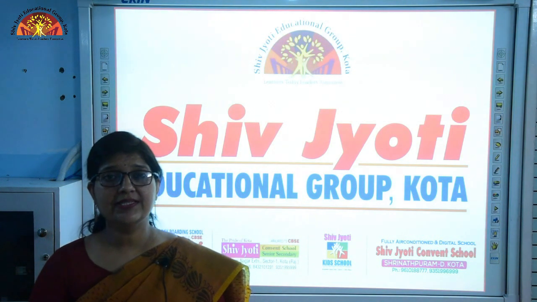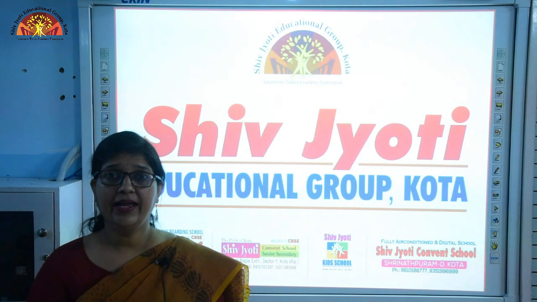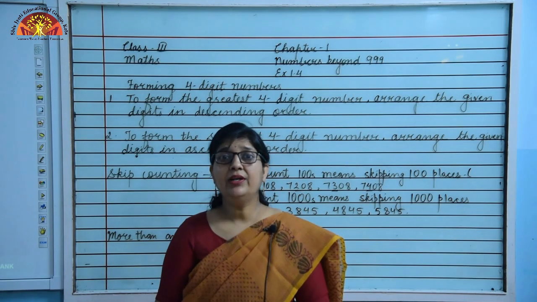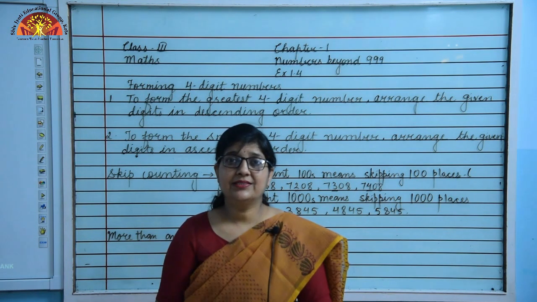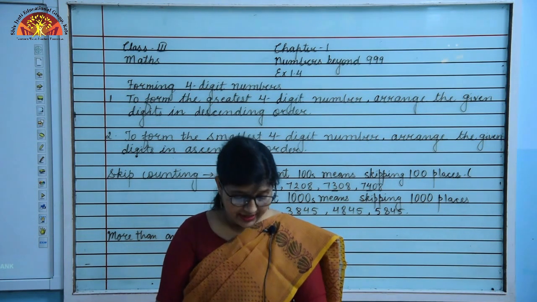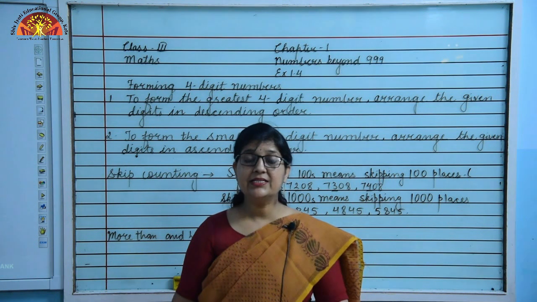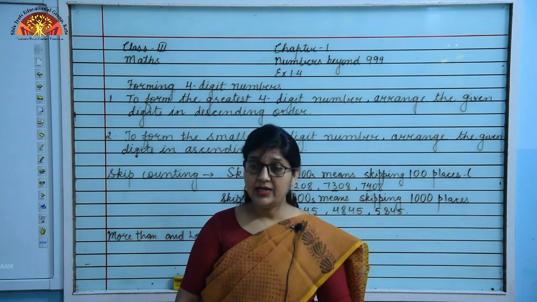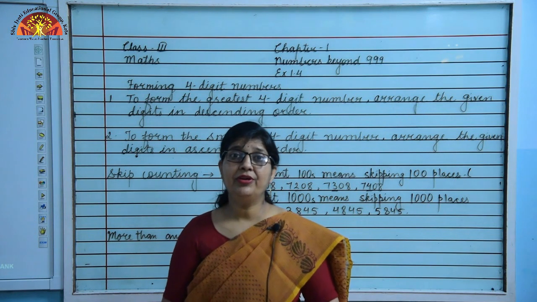Today we will discuss chapter number 1, Numbers Beyond 999 for class 3 Maths. Now students, we will discuss the remaining part of this chapter, that is exercise 1.4 and 1.5. In this segment, we will discuss forming 4-digit numbers, skip counting, more than and less than, even and odd numbers, and rounding of numbers.